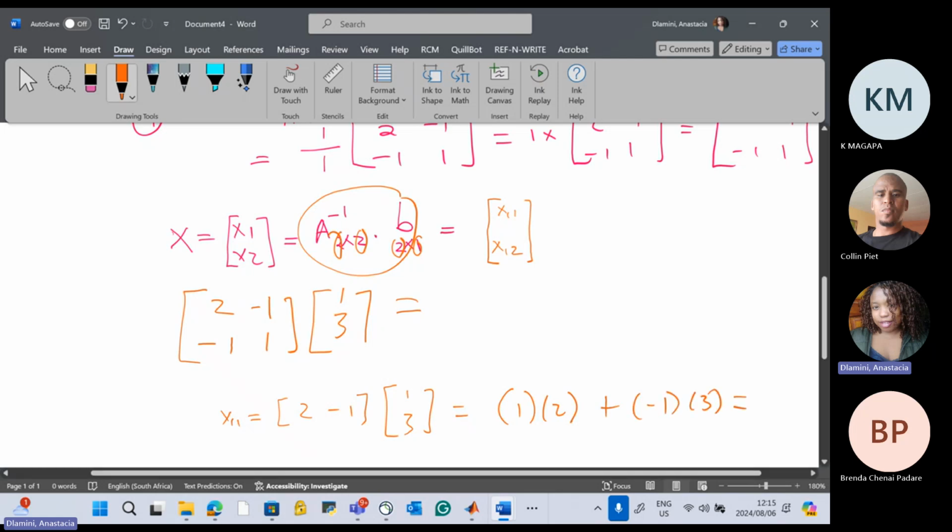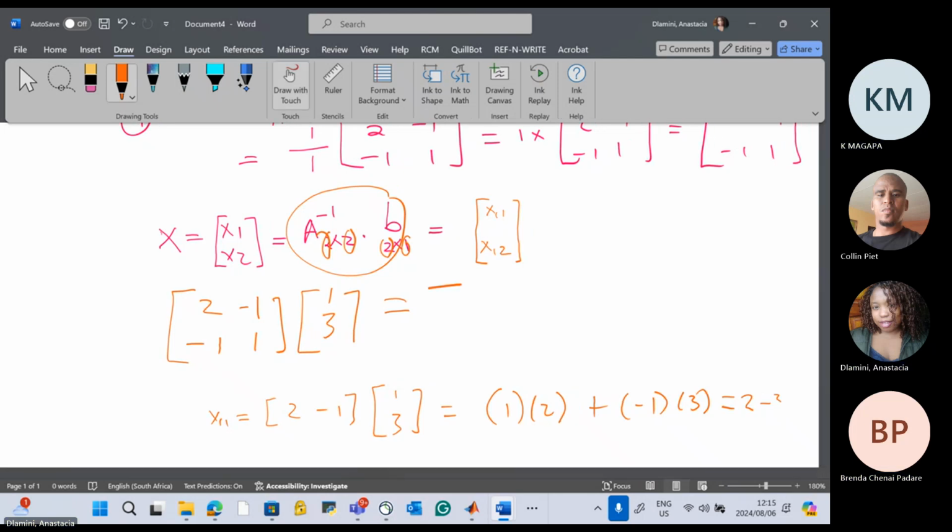So what's the answer there? So this is 2 minus 3. Minus 1. Minus 1. I'm writing with my finger, guys. Don't be surprised. I don't know why the pen is doing what it's doing today. Minus 1. And then the next one?